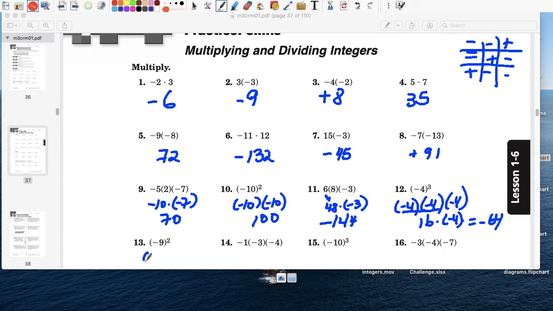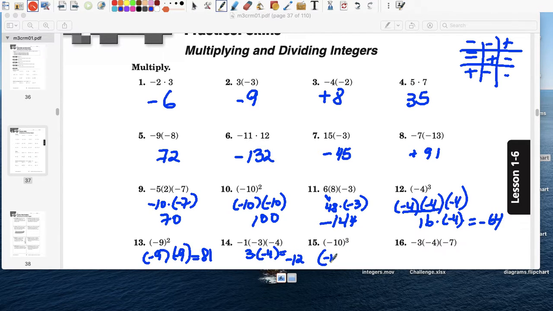Negative 9 to the second power is negative 9 times negative 9. It's a negative times a negative, which is 81. This one's a negative times a negative times a negative. So negative 1 times negative 3 is 3. Right? Negative times a negative is positive, and 1 times 3 is 3. And then times negative 4. Now it's a positive times a negative, which is going to give me negative 12.